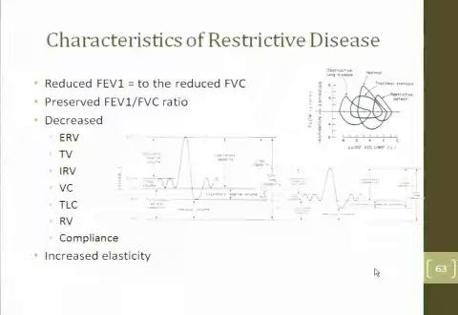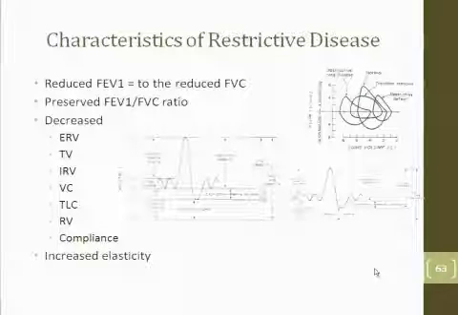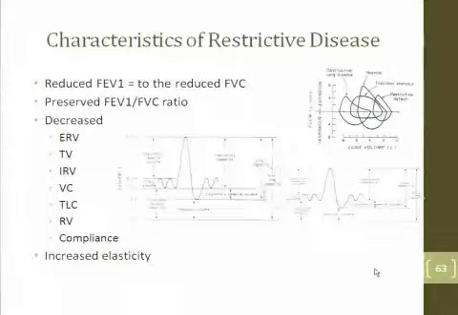The characteristic is a reduction in FEV1, but also a reduced FVC at the same time. So you have a preserved FEV1 to FVC ratio. But overall, you have a decrease in expiratory reserve volume, tidal volume, inspiratory reserve volume, vital capacity, total lung capacity, and residual volume. You also reduce compliance. So it's basically you're taking your spirometry and just squeezing it, and that's it. Otherwise, the waveforms look fairly normal. And sometimes you also have an increased elasticity in these individuals.